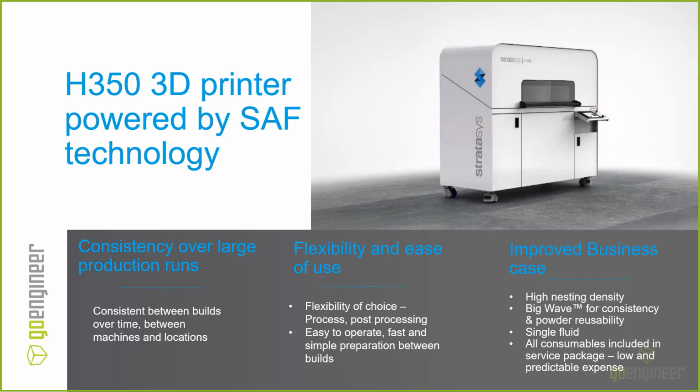SAF technology and the H350 printer have been developed to suit the needs of manufacturing and series manufacturing. They focus on consistency, the flexibility of the system and the processes involved, and improve business cases. We're using less consumables than a lot of the other systems out there, and we're using a single fluid.